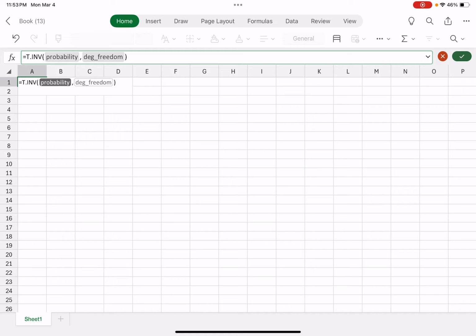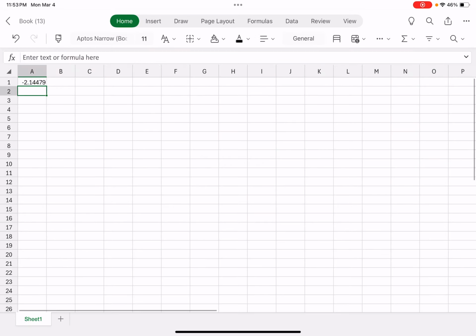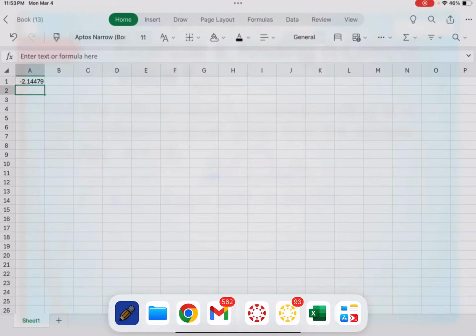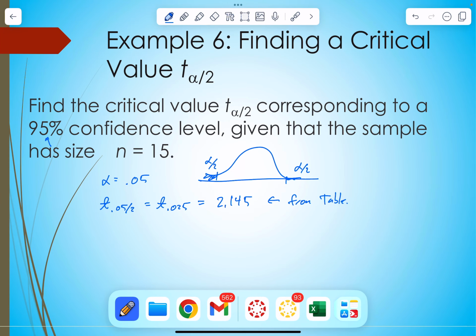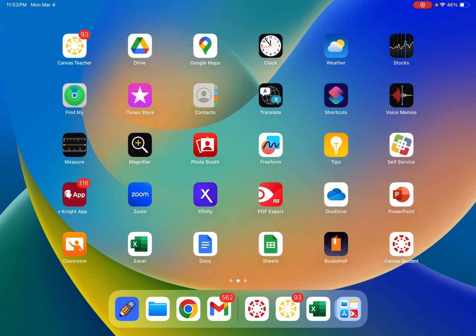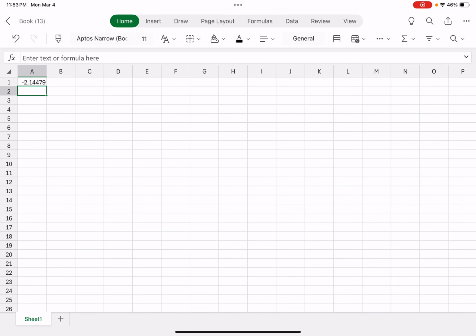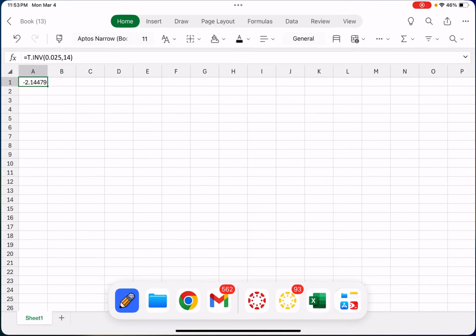Now, probability. As usual, it wants the probability to the left. So that is going to be 0.025. Degrees of freedom is going to be 14. Enter. And there's the negative 2.14. Let me just make sure I did the degrees of freedom right. Yeah, 15. So degrees of freedom is 15 minus 1, which is 14.